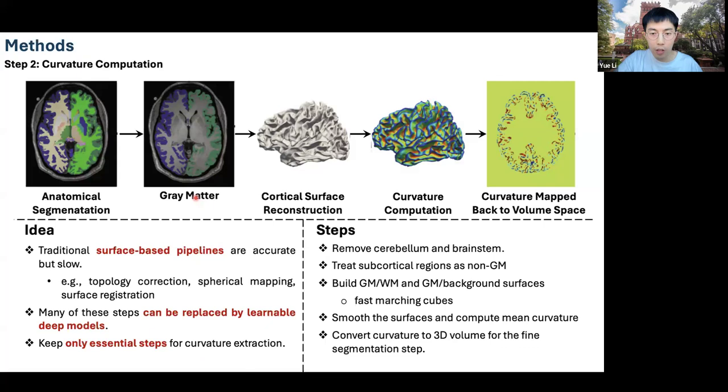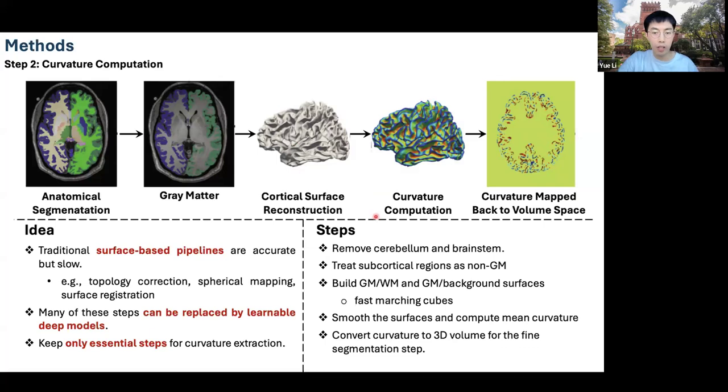Specifically, they would use the anatomical segmentation as input and strip away the cerebellum and brainstem and treat subcortical regions as non-gray matter. And then we can extract two surfaces. One is the white matter surface and the other is the pial surface. In this example, what we show is just the white surface. And this surface is constructed as a mesh by the method named the marching cubes algorithm.